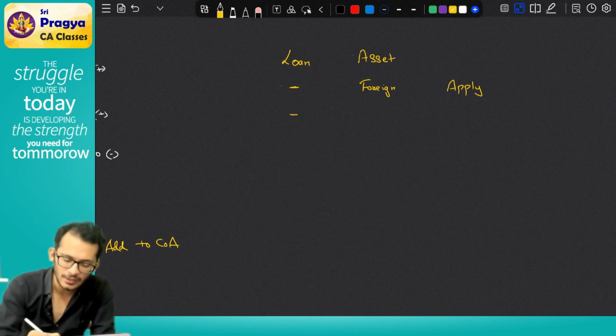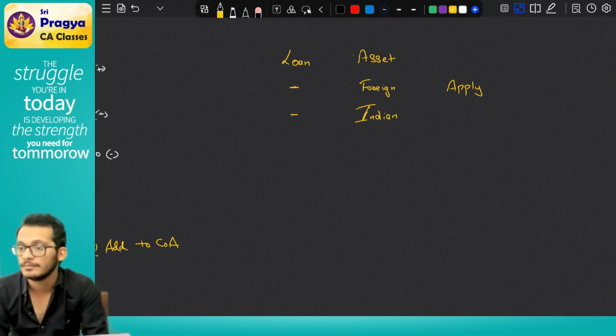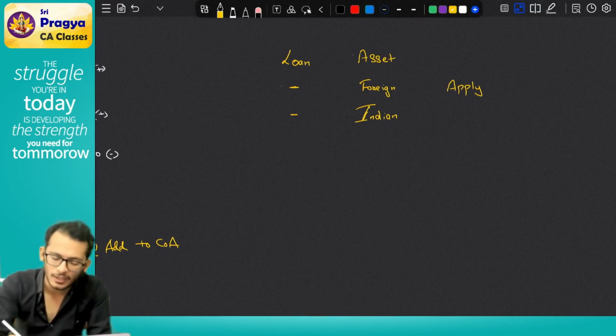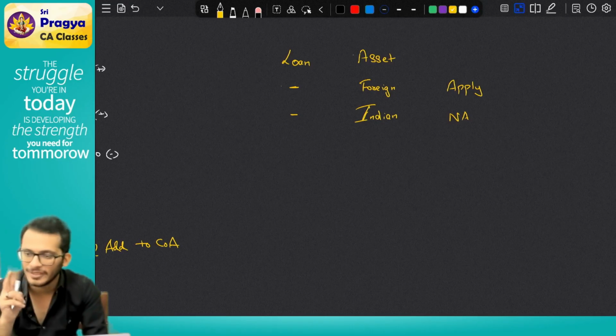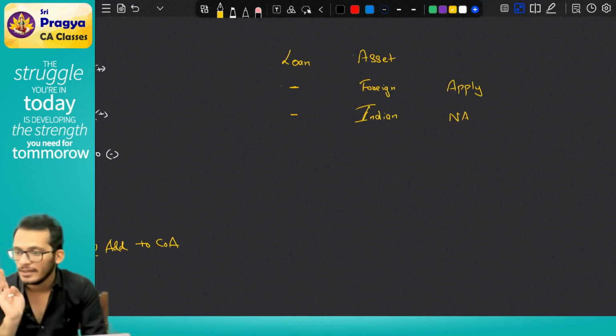Next, I have not taken a loan, but I have bought an Indian asset. Will the section apply? No apply? No. Why? You are going to make payments in Indian currency. Will there be a foreign exchange loss? No. So therefore not applicable. Understand the difference between not applying and not applicable.